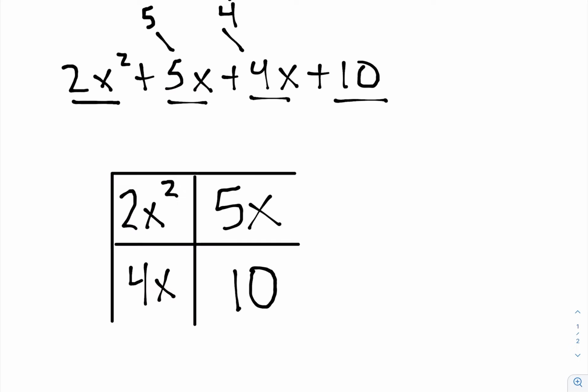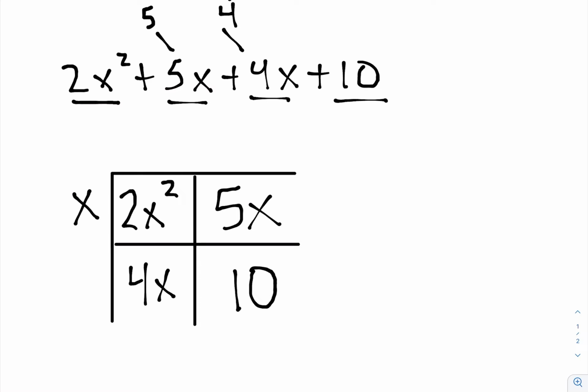Now we're going to take out the greatest common factor of each row and each column. Let's focus on this row right here, 2x squared and then positive 5x. What is the greatest common factor? What do both of them have that we can take out? Well, 2 and 5 don't have anything; they're not both even or both multiples of 3 or anything like that. So the only thing we can take out is an x, because they both have an x in them.